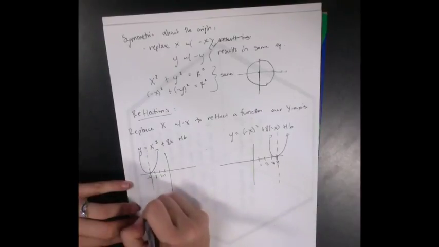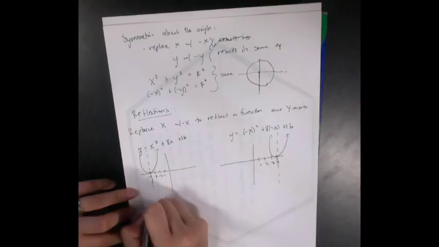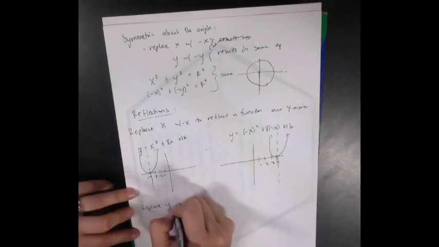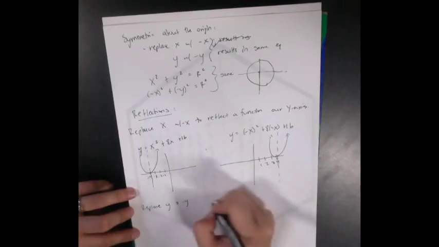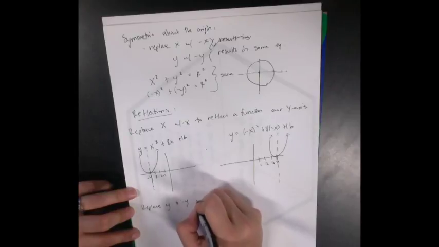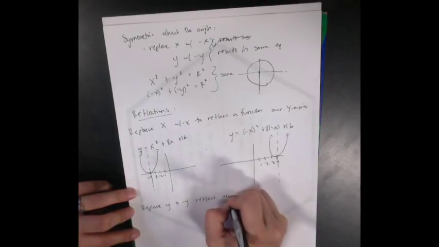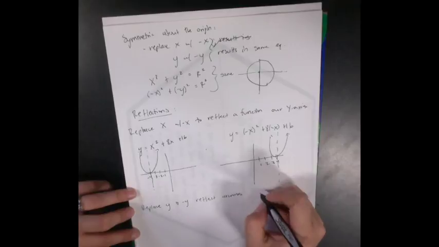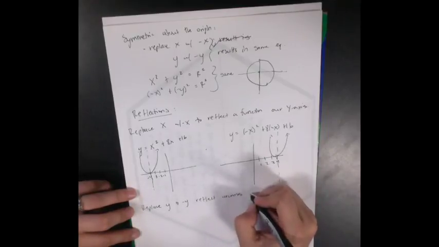Now, if we replace y with negative y, then we reflect across the x-axis.